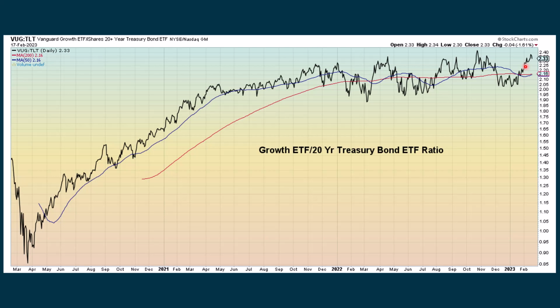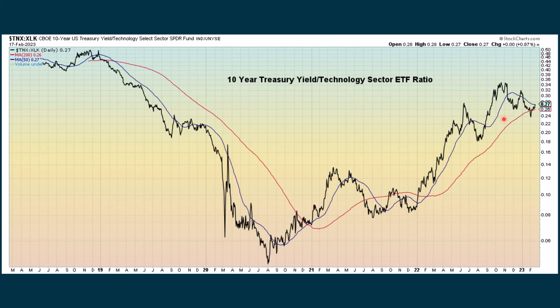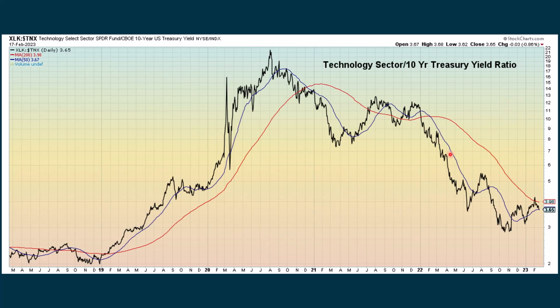Some other areas, growth, which are the big companies that we like to get into to buy low and sell high, compared to bonds. In 2022, both had a really bad year, but growth has been continuing to outperform bonds, and we're getting close to a golden cross for this ratio. The 10-year Treasury yield has been really outperforming the tech sector. And here's the tech sector, which has been underperforming the 10-year yield.